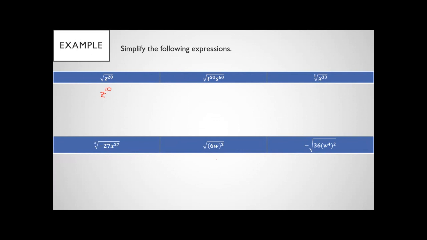For the middle, we've got the square root of t to the 50 and then s to the 60. The first step here is I separate these out so that I have a square root symbol for each of them. Then we're going to divide each of those exponents by 2. This gives you t to the 25th, s to the 30. Most people won't do that middle step that I showed, but it's good practice to do that until you can do this in your head.